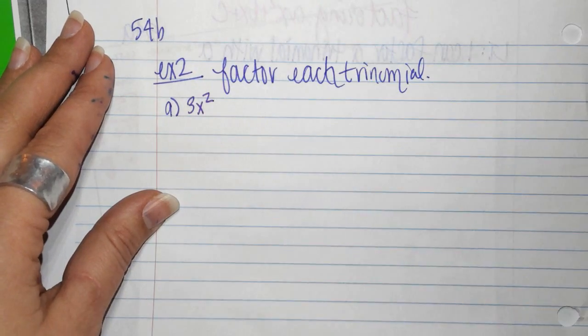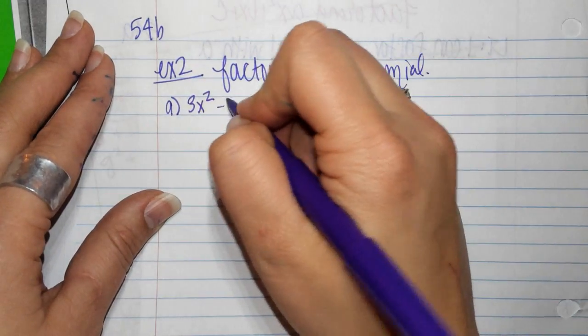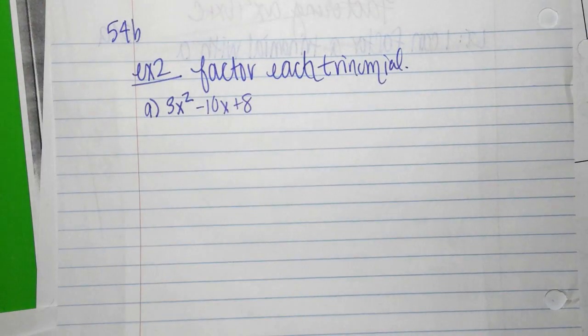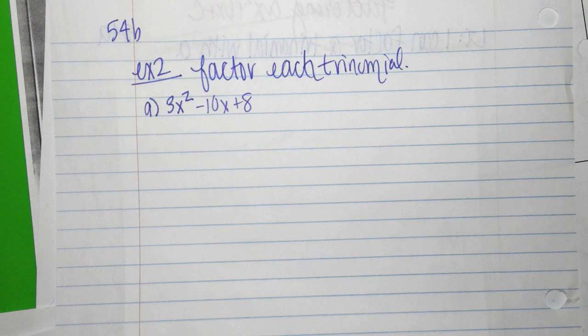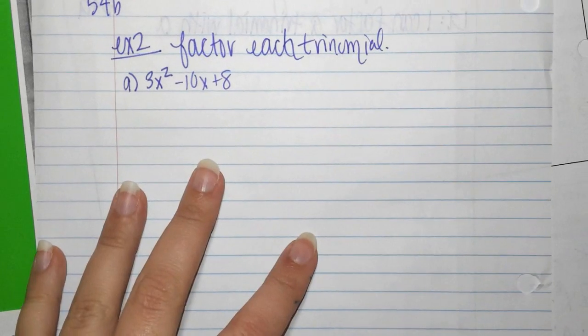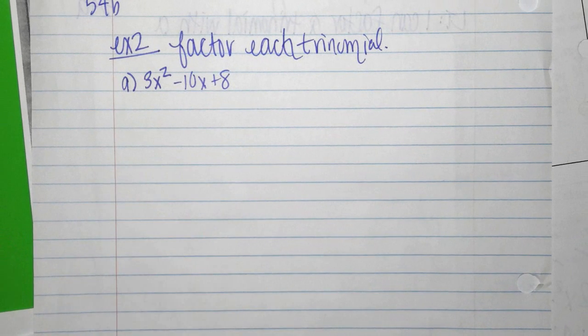3x squared minus 10x plus 8. Now, we're going to do this one together, just because I want to practice one more together, then I want you to do one without me, okay? The first thing we look for is GCF. Is there a GCF of these three numbers?